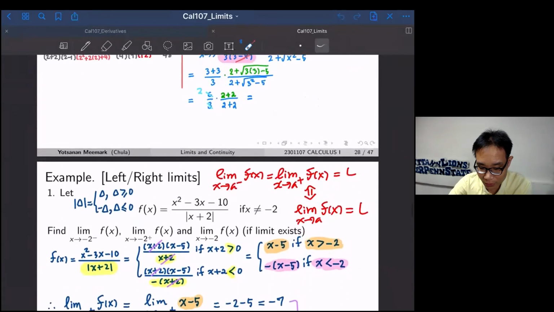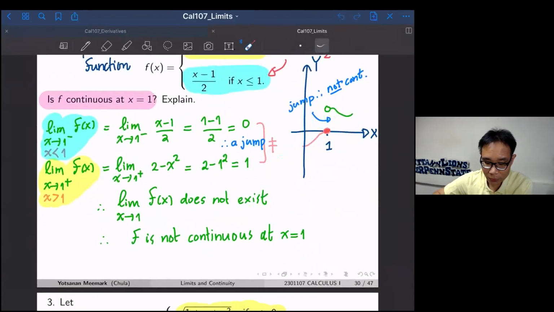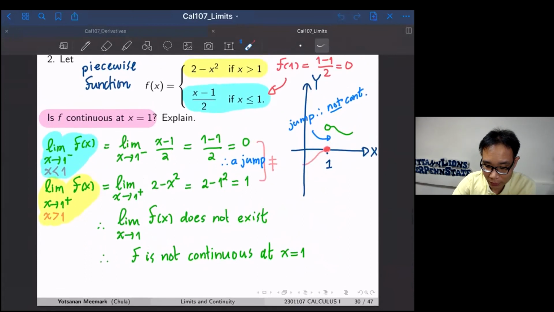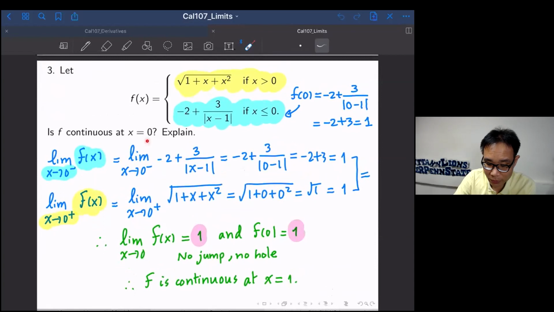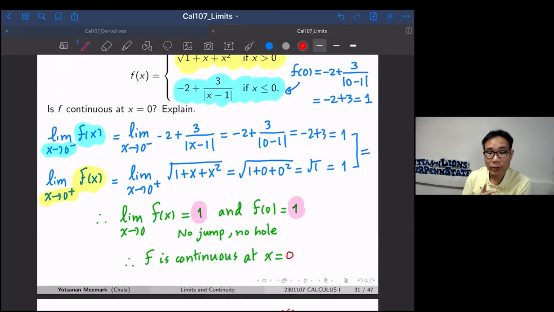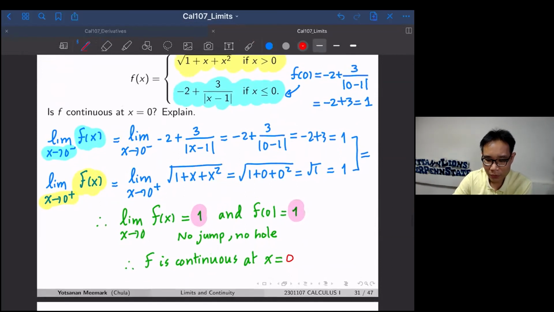The question asks you to be continuous at x equal to 0. I made a mistake here. It should be: f is continuous at x equal to 0. So this one should be 0. It's on page 31 of the limit handout. So this one should be x equal to 0. That's the mistake that I made.